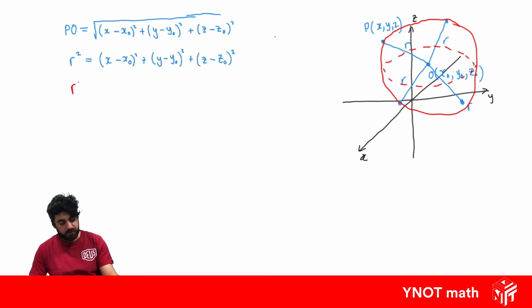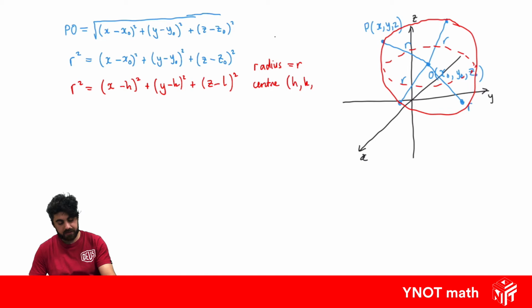You might see it in the form where r squared just equals x minus h all squared plus y minus k all squared plus z minus l all squared. And in this case, the radius of the sphere would equal r, and the center would be at h, k, l.